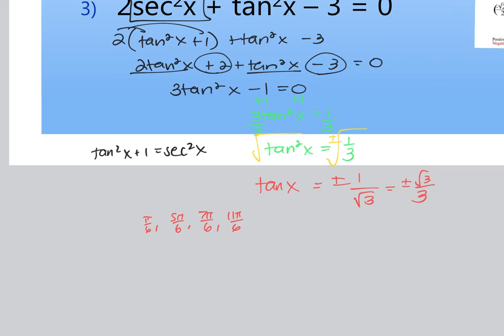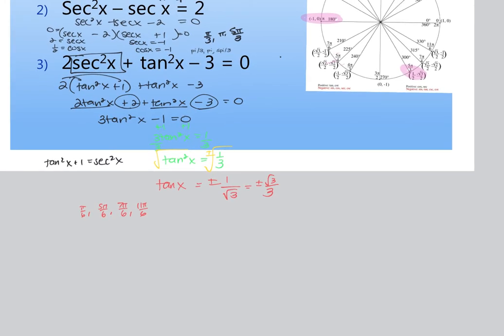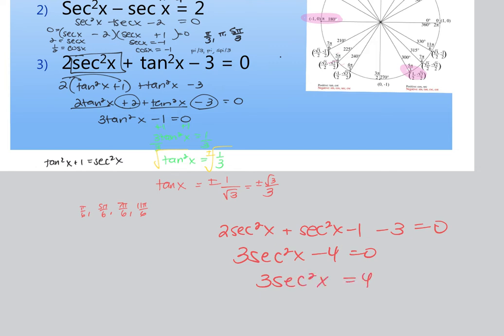Can you do it the other way where you replace tangent? Sure. So tangent squared would be secant squared minus 1, so 2 secant squared x plus secant squared x minus 1 minus 3 equals 0. Let me combine those terms. I'd get 3 secant squared x minus 4 equals 0. 3 secant squared x would equal 4. Secant squared x would equal 4/3.